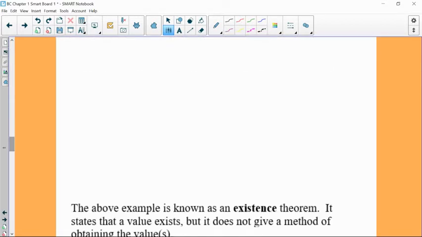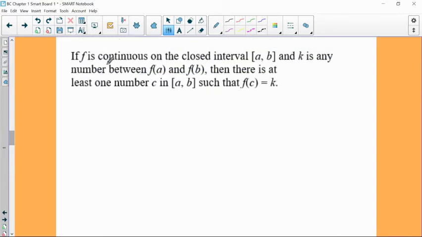Suppose you have a function that is continuous, and that is key here. It's continuous on a closed interval. So there are two conditions: you have to be continuous and you have to be on a closed interval. And it says, maybe k is any value between f of a and f of b.